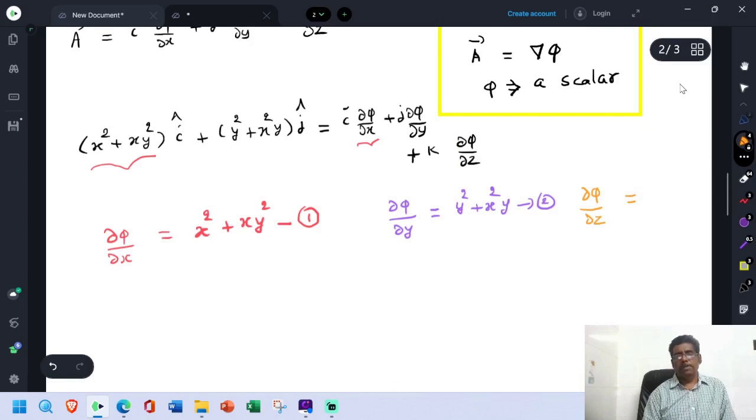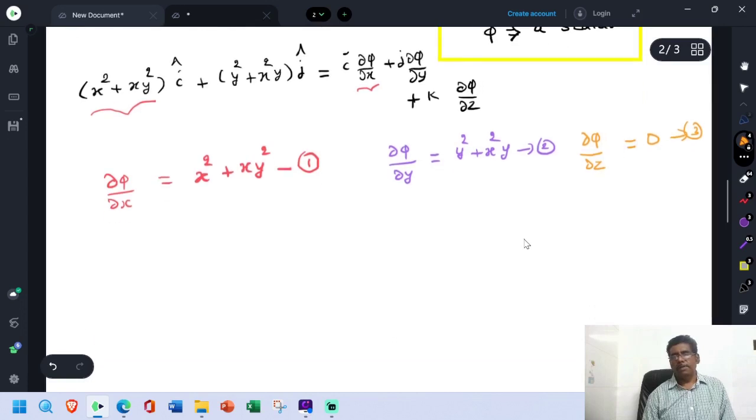Coefficient of k is 0. So ∂φ/∂z equal to 0. This is equation 3. Coefficient of i is here ∂φ/∂x, in this side x square plus xy square. Coefficient of j here is ∂φ/∂y, in this side y square plus x square y. Then coefficient of k in this side is ∂φ/∂z. The left hand side is 0. So you may get 3 equations.